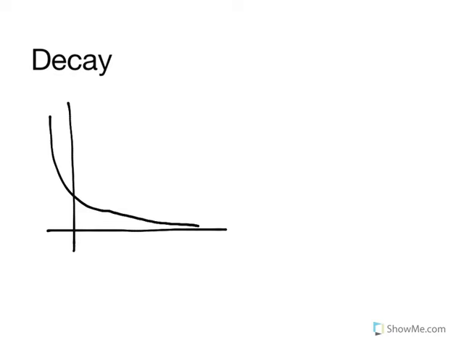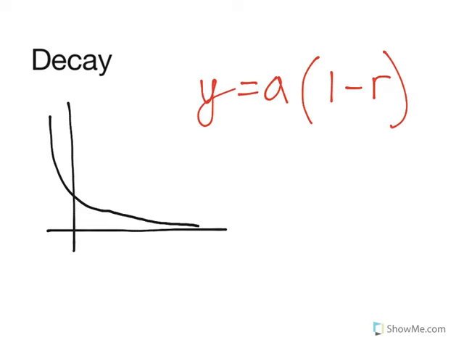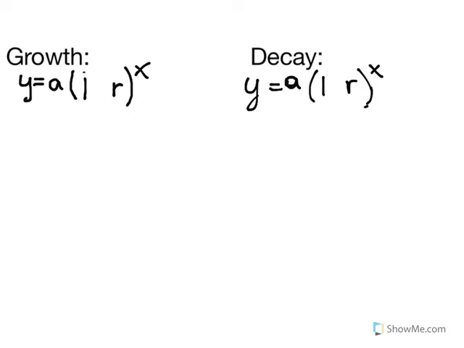Just like from the first slide, this graph is decay. You can tell because of the decreasing manner of the graph. The equation for exponential decay is y equals a times 1 minus r to the x.